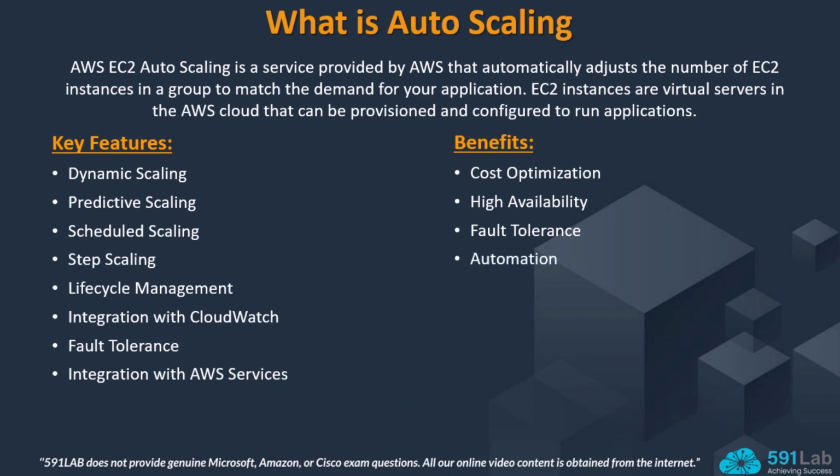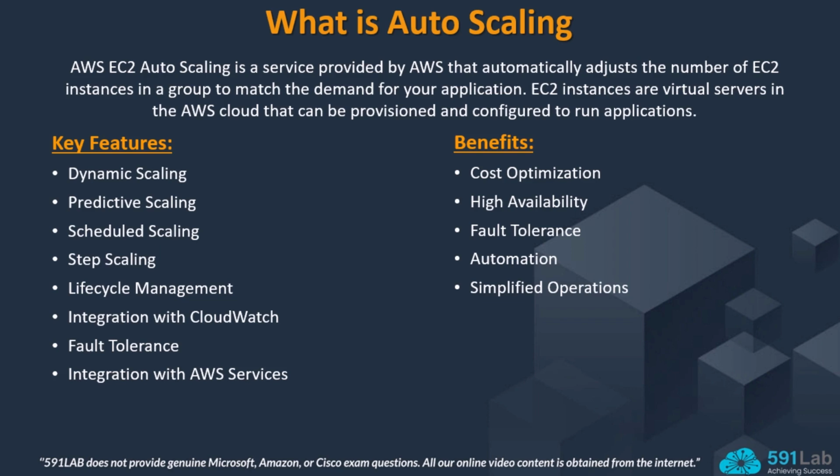Automation automates the management of EC2 instances, including provisioning, scaling, and termination, reducing the need for manual intervention and freeing up resources for other tasks. Simplified operation provides a user-friendly interface and command line tools for configuring and managing auto-scaling policies, making it easy to set up and maintain auto-scaling configuration for your applications.